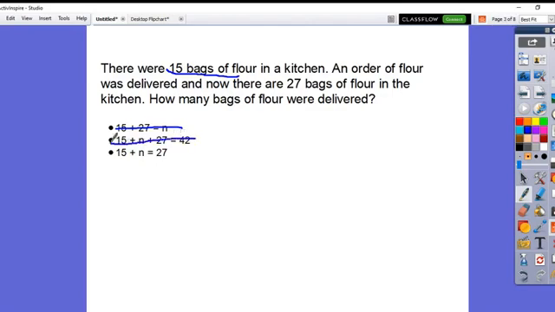So let's look at the last choice. 15 plus n equals 27. Remember, we started with 15 bags. We had an order that was delivered. We're not sure of what that amount is, so we're going to use n. And now there are 27 bags of flour in the kitchen, equals 27. Boys and girls, this is the correct equation for this word problem.